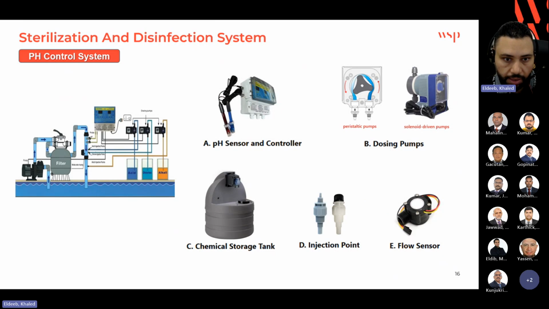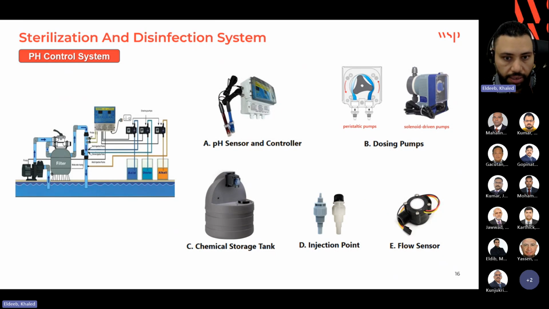Okay, and number 4, we have injection points or accessories. Actually, this is a very important accessory in this system, because we use them to inject the acid or base into the return line of the circulation system after the filter, but before the return to the pool to ensure proper mixing before reaching the pool.